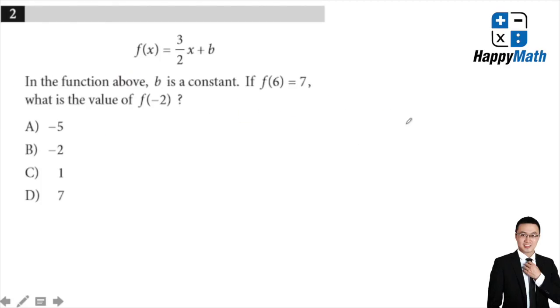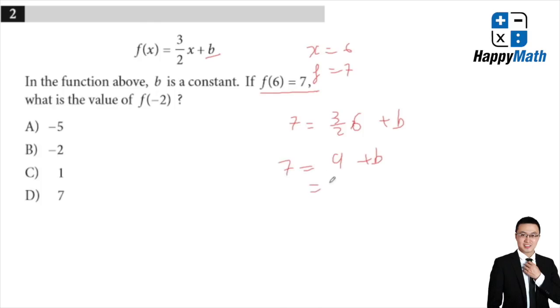Question 2. f(x) is equal to 3 over 2 x plus b, where b is a constant. If f(6) equals 7, what is the value of f(-2)? In the function above, we don't know b, so we have to use the given information to solve and find b. f(x) equal to 7 means x equals 6 and f equals 7. You get 7 equal to 3 over 2 times 6 plus b. So here is 9, and b equals minus 2.